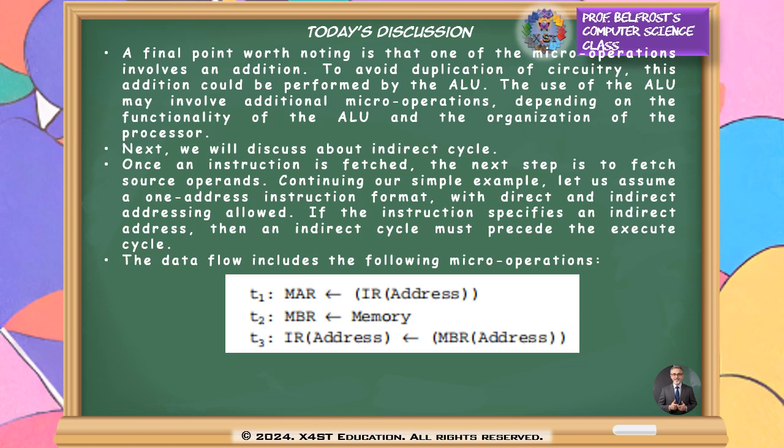Okay, done for the fetch cycle. The next is the indirect cycle. Once an instruction is fetched, the next step is to fetch source operands. Continuing our simple example, let us assume a one-address instruction format with direct and indirect addressing allowed. If the instruction specifies an indirect address, then an indirect cycle must precede the execute cycle. Then the data flow includes the micro operations shown for the first, second, and third time units. I want you to explain them by yourself.